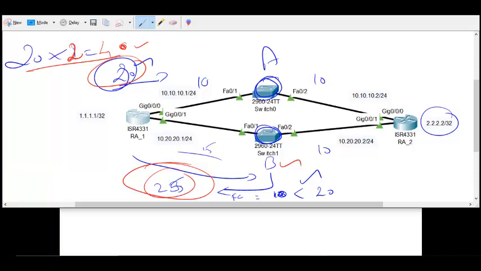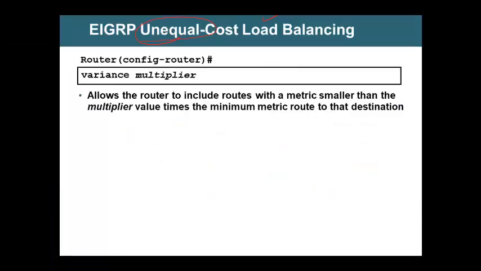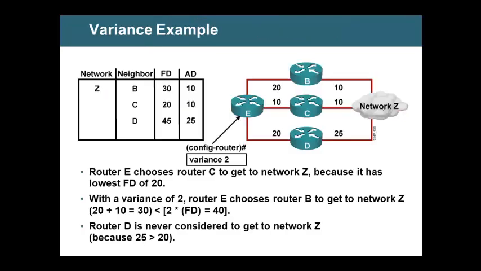You see, what is variance? It is a multiplier value. Allows the router to include routes with a metric smaller than the multiplier value times the minimum metric route for the destination. For example, see this picture. I'm going to ask you some questions. I'll give you 2 minutes. Go through this picture. Which among these 3 routes will be the successor route?